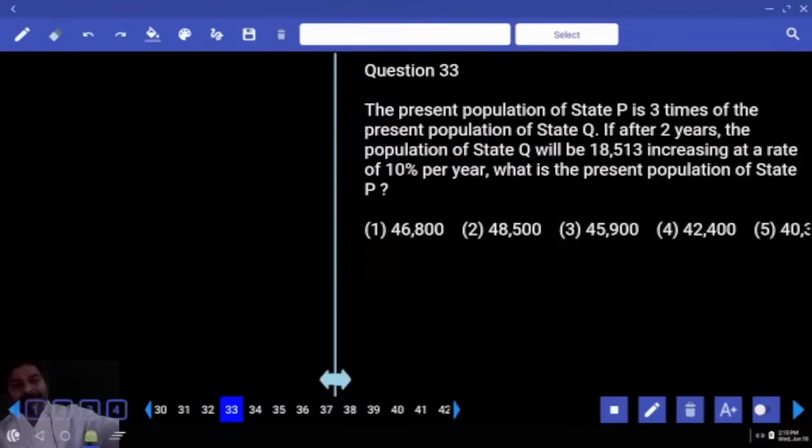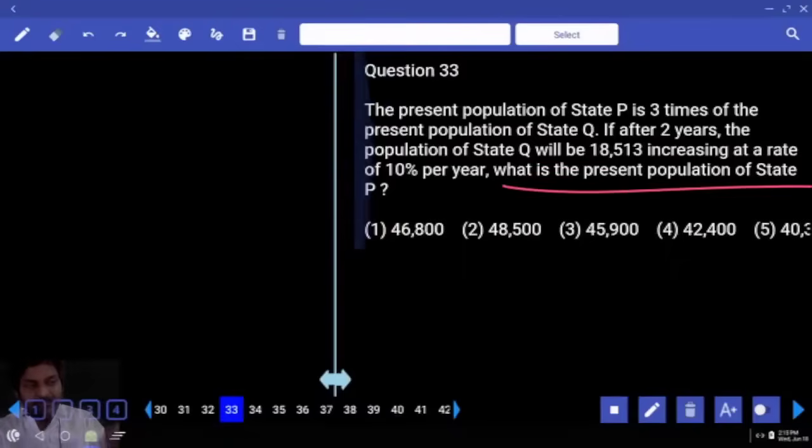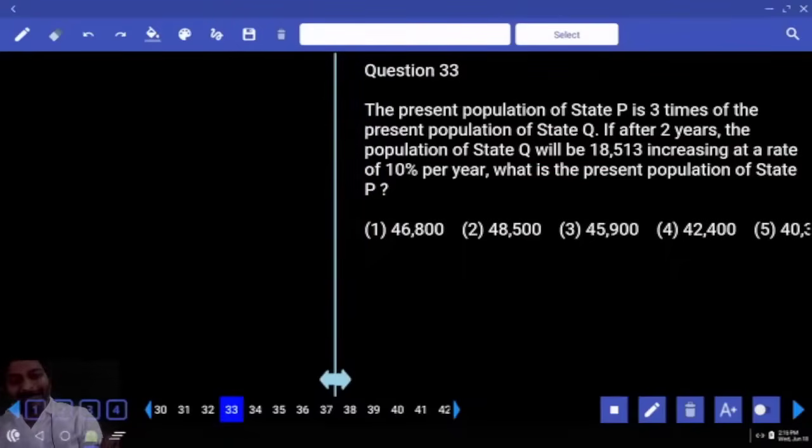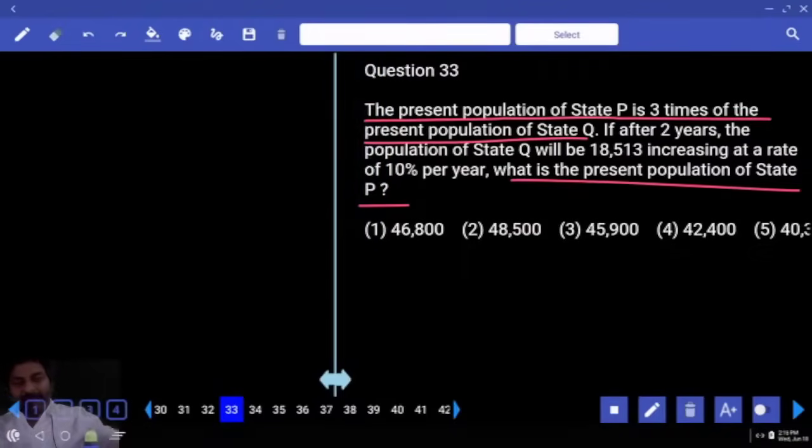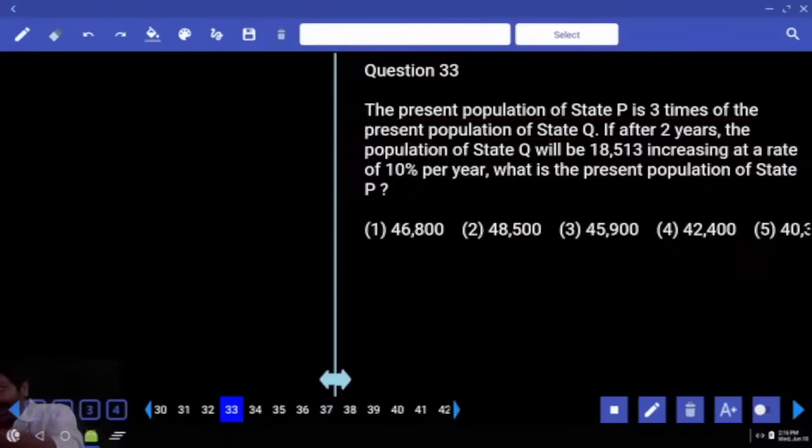The present population of state P is 3 times the population of Q. Go to the question. What is the question about? The question is about the present population of the state. You know that it is 3 times, right? It should be a multiple of 3.